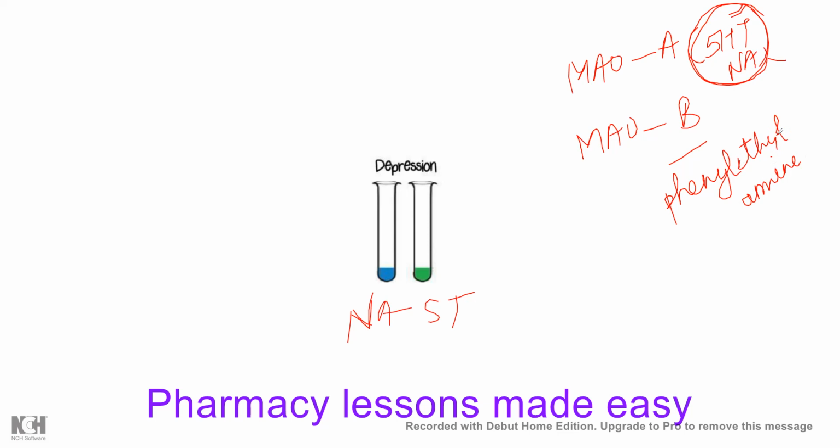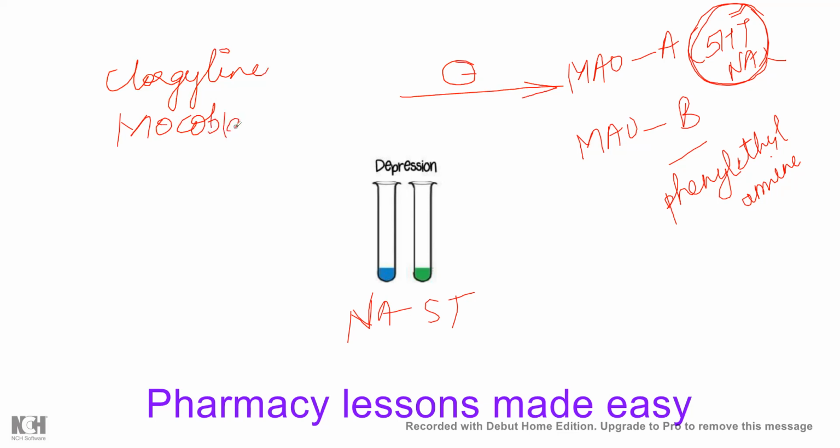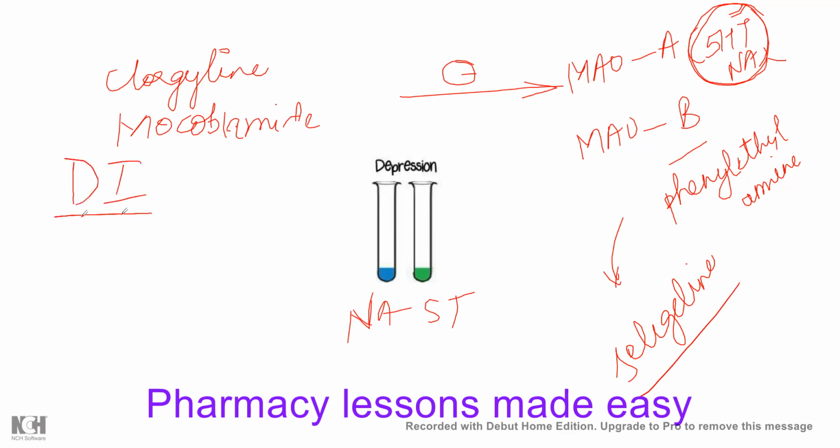Okay, and this enzyme, monoamine oxidase enzyme, will be inhibited by clorgyline and moclobemide. And monoamine oxidase B is actually inhibited by selegiline. Okay, selegiline. And the drug interaction that is very much important in the case of monoamine oxidase inhibitors is the cheese reaction.